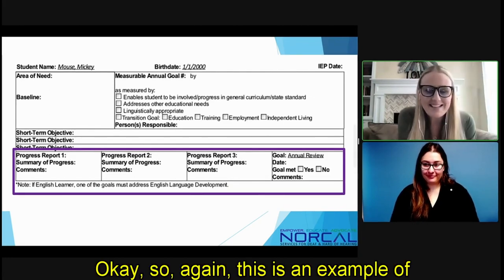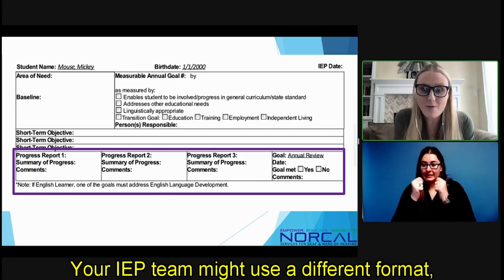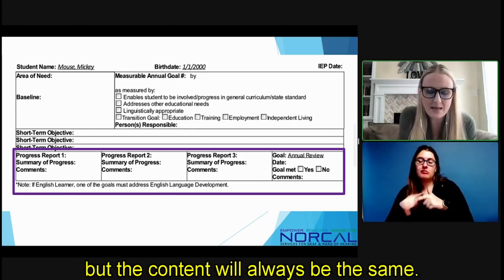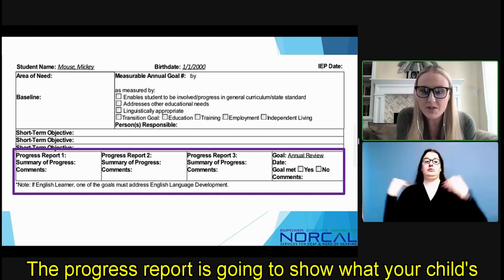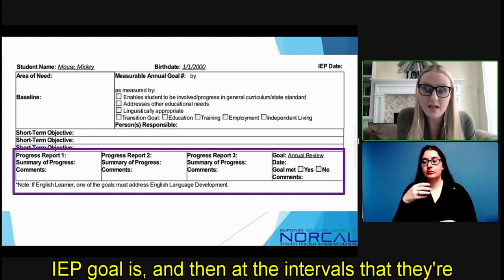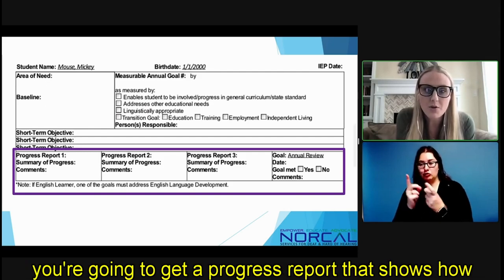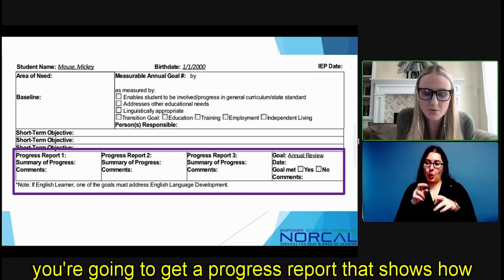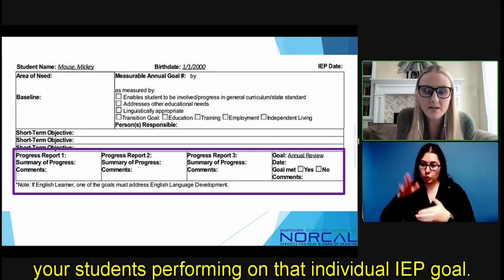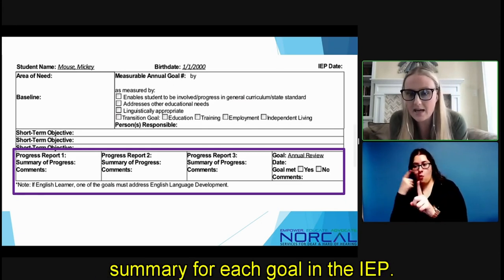Okay, so again, this is an example of what a progress report could look like. Your IEP team might use a different format, but the content will always be the same. The progress report is going to show what your child's IEP goal is, and then at the intervals that they're required to report in your school district at a minimum, you're going to get a progress report that shows how your student's performing on that individual IEP goal. And there should be a progress report summary for each goal in the IEP.